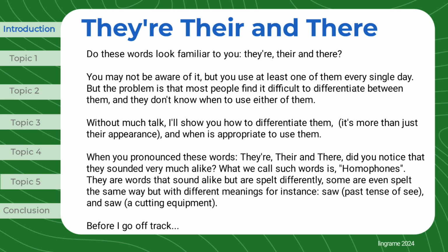When you pronounced these words, there, their, and they're, did you notice that they sounded very much alike? What we call such words is homophones. They are words that sound alike but are spelt differently. Some are even spelt the same way but with different meanings. For instance, saw, past tense of see, and saw, a cutting equipment.